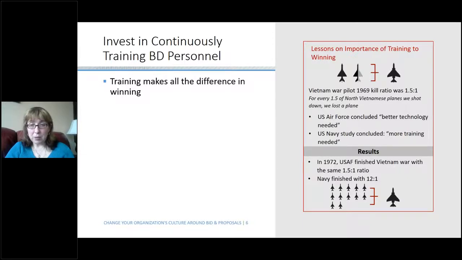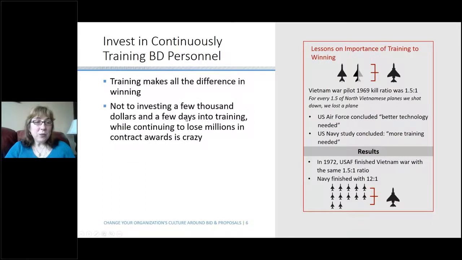This was really unacceptable. And the U.S. Air Force did a study and then concluded you need better technology, better planes. The U.S. Navy said, well, more training is needed. So as a result of implementing those methodologies, 1972, Air Force finished Vietnam War with the same exact ratio, while they had the better technology. Navy finished with 12 to 1. That's the difference that the training really makes.